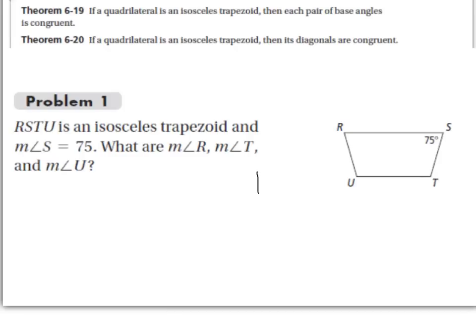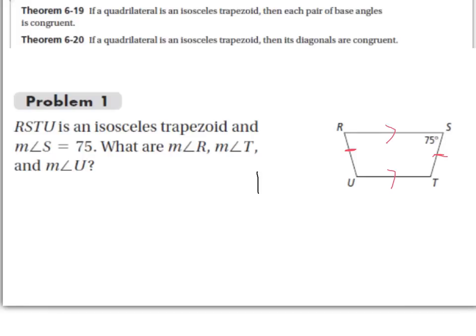So I have this problem now. It's saying that RSTU is an isosceles trapezoid. So right now I could draw in, since this is isosceles, that RS is going to be parallel to UT because it's a trapezoid. And since it is isosceles, I could say RU is congruent to ST.